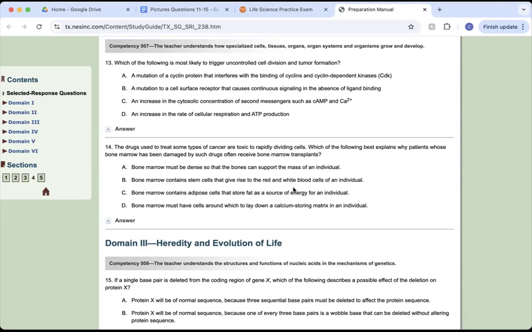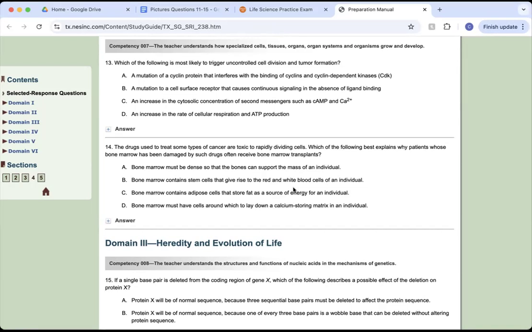So again, let's go through the wrong answers here. A is going to be incorrect because blocking the interaction between cyclins and cyclin-dependent kinases is going to block the cell cycle and block that cell division. So it's not going to continue to happen. Those are important for cell division, so if we block those, it's going to keep it from dividing. It's not going to make it divide too much, which is what we're looking for. We're looking for continuous division.